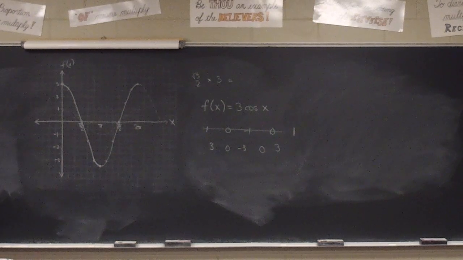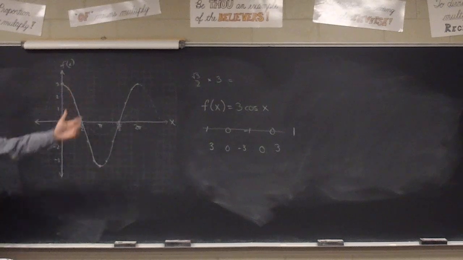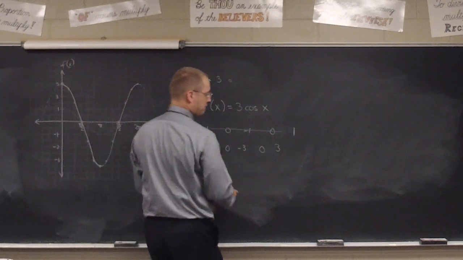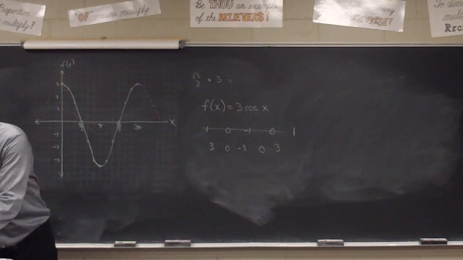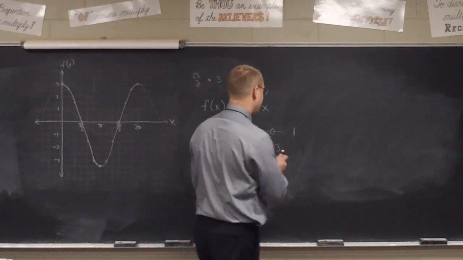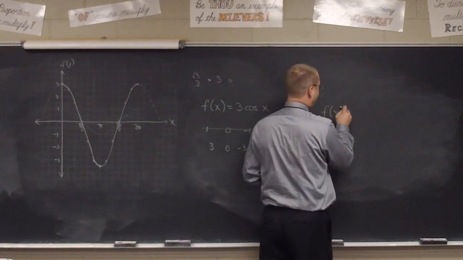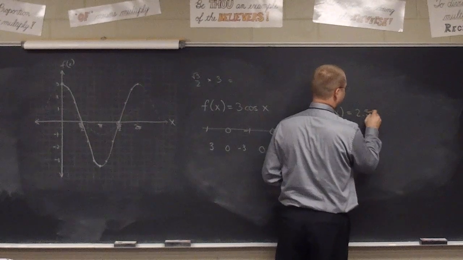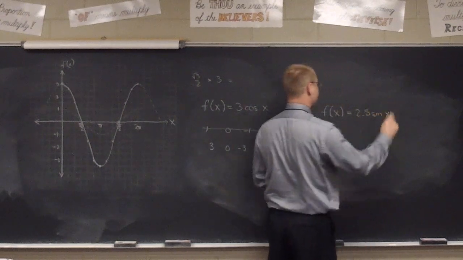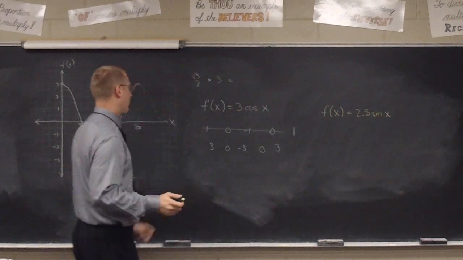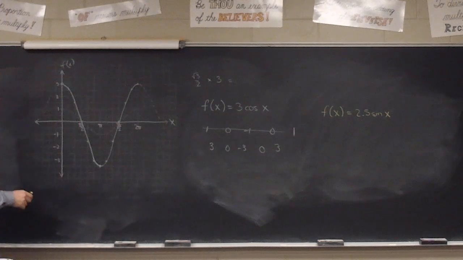All right, questions on this graph? Again, this was more stretched because we had a bigger amplitude. What if we had, let me change colors here. 0.2. Oh my, do you really want to do that? I don't want to, I'm lazy. F of x equals 2.5 sine x.